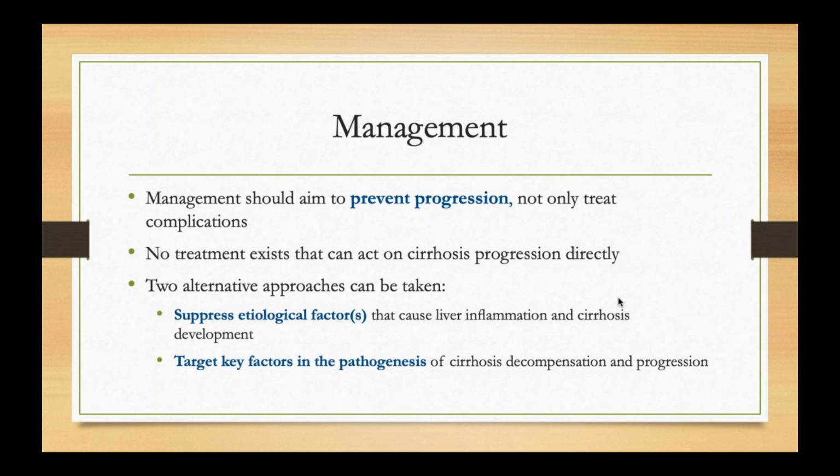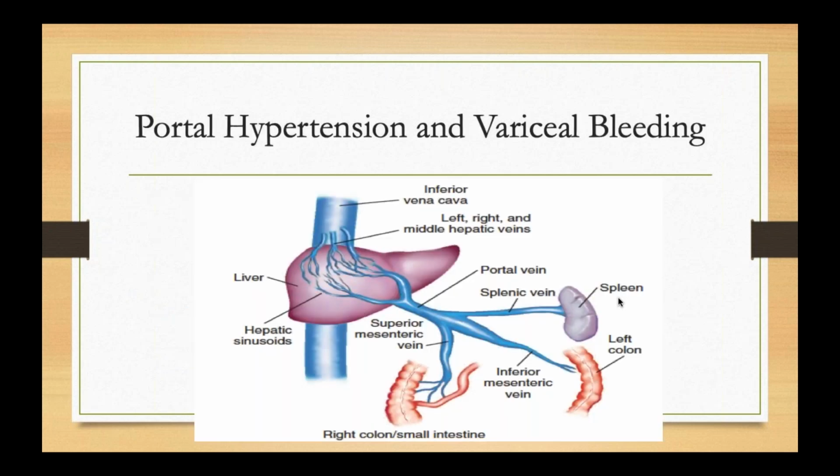Two alternative approaches can be taken. First, suppress the etiological factor and target the key factor in pathogenesis. Now, first is portal hypertension and variceal bleed. Now you see this diagram, a very important diagram. This is the portal vein, which is formed by the splenic vein and the superior mesenteric vein. The inferior mesenteric vein drains into the splenic vein. So the SMV and splenic vein form the portal vein. Then the portal vein goes to the liver. The portal vein basically takes blood from the whole of the gut. Almost the whole gut sends its blood to the liver.